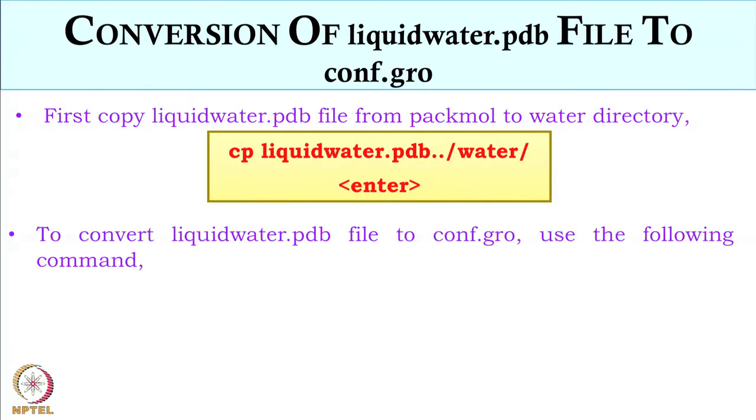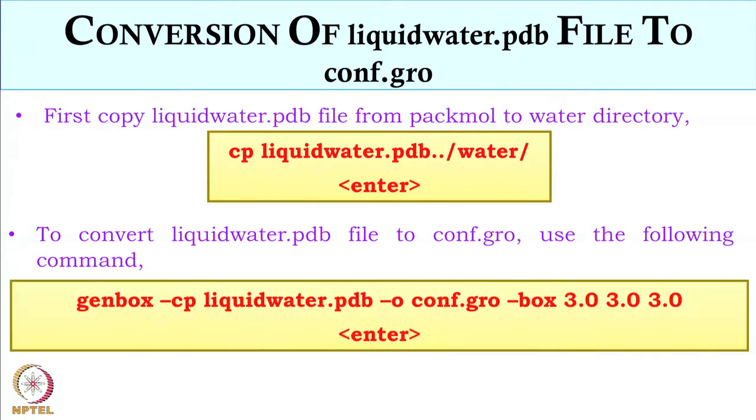Which means the water directory has already been created. We didn't have that command here. For creating the water directory, you just have to use the mkdir command. Right. And now to convert liquidwater.pdb to a .gro file, we'll use the following command.